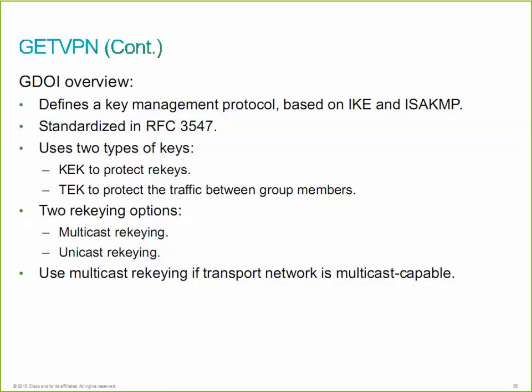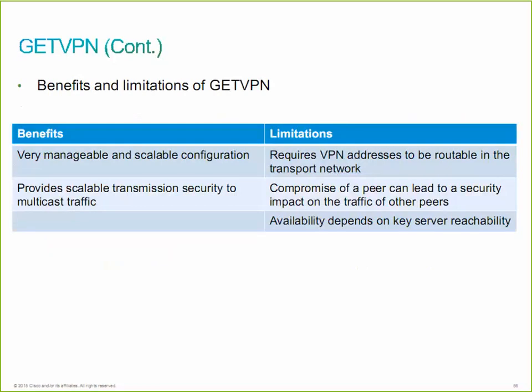When they say that the transport network is capable of multicast, obviously we're talking about routing, right? Switching by default is technically capable of multicast. It's not very efficient because it will actually flood that multicast traffic. But from a routing perspective, in order to support this multicast rekeying option, the infrastructure has to be capable of performing the routing. Okay?